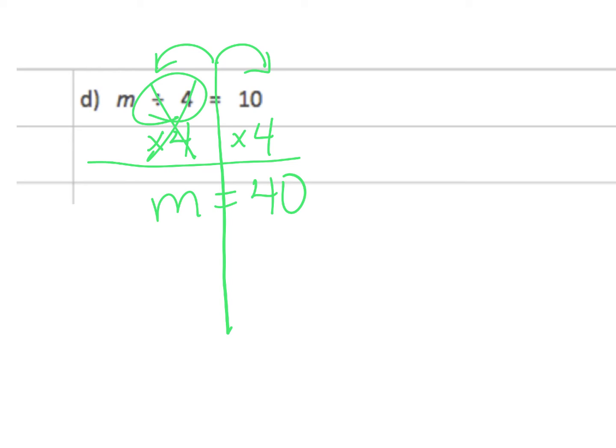And we can always go back and check our work. If we do m divided by 4 equals 10, that's our equation. If I plug 40 in for m, 40 divided by 4 gives me 10. I know that that checks out and it is good.